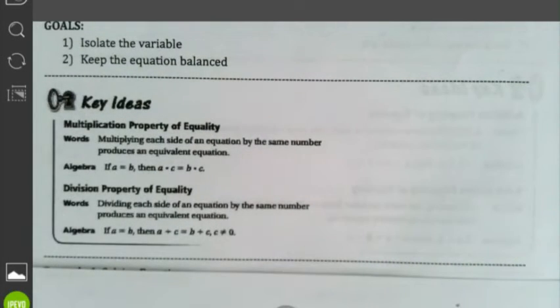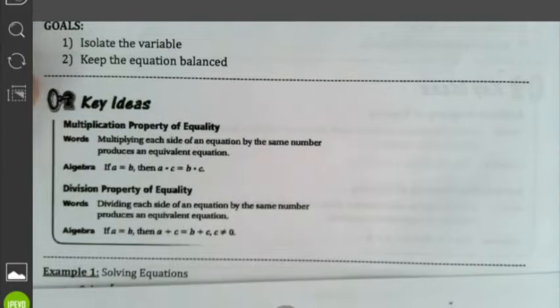The multiplication property of equality and the division property of equality basically say that if you multiply both sides of an equation by the same number, or divide both sides of the equation by the same number, it will still remain an equation. It'll still be equal.